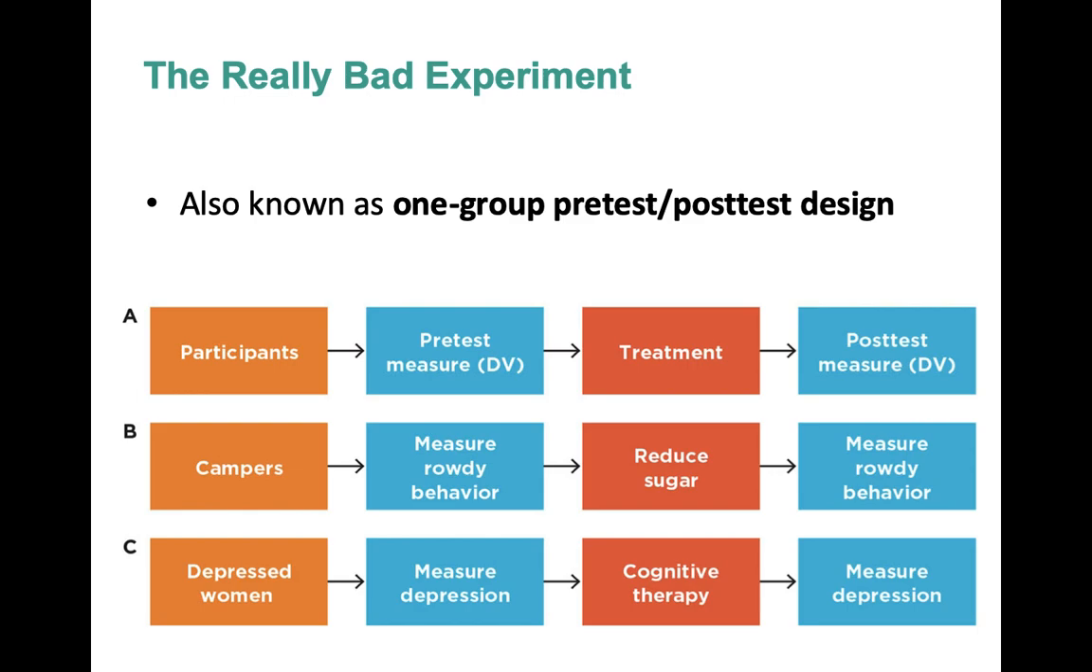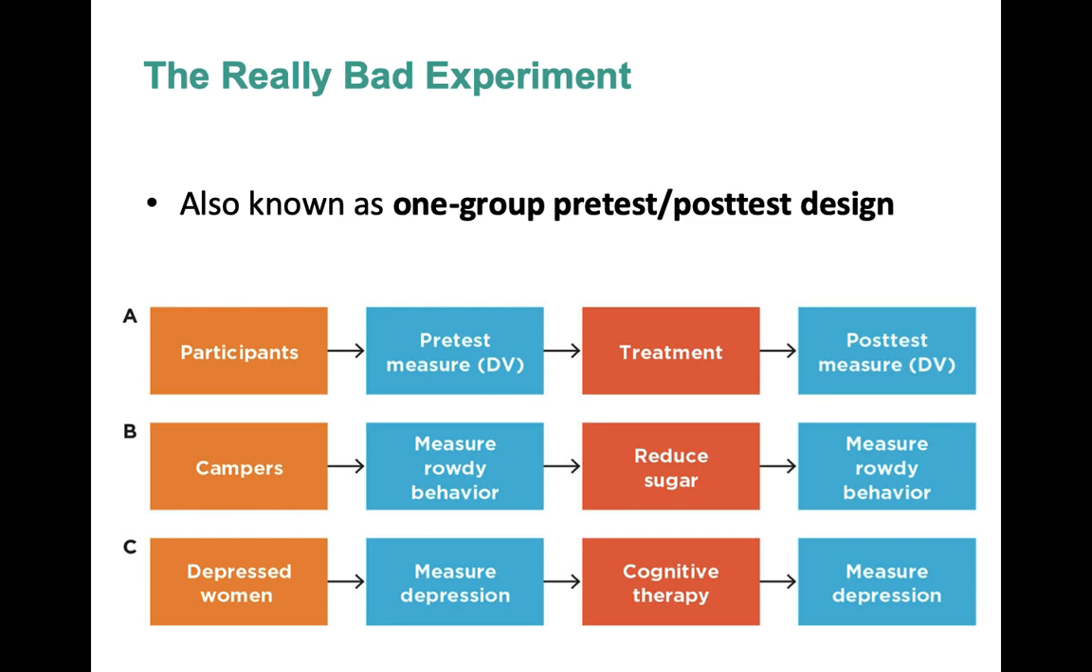So a one-group pretest post-test design looks like the following. You've got a set of participants. You've only got one group. You take some pretest measure of the dependent variable or of the outcome. There's then some treatment, and then you measure them again on a post-test.